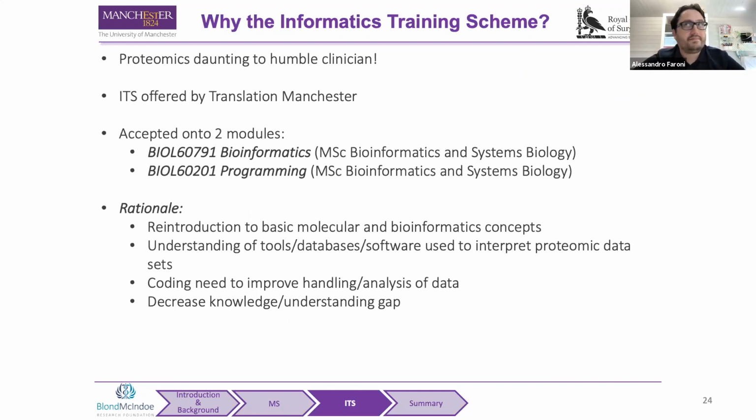Having studied the modules available, I felt that the combination of these two would provide me with a solid foundation of knowledge in molecular medicine as it relates to bioinformatics. More importantly, it offered a chance to understand the vast array of software, databases and approaches used to interpret bioinformatic data and proteomic data in particular.